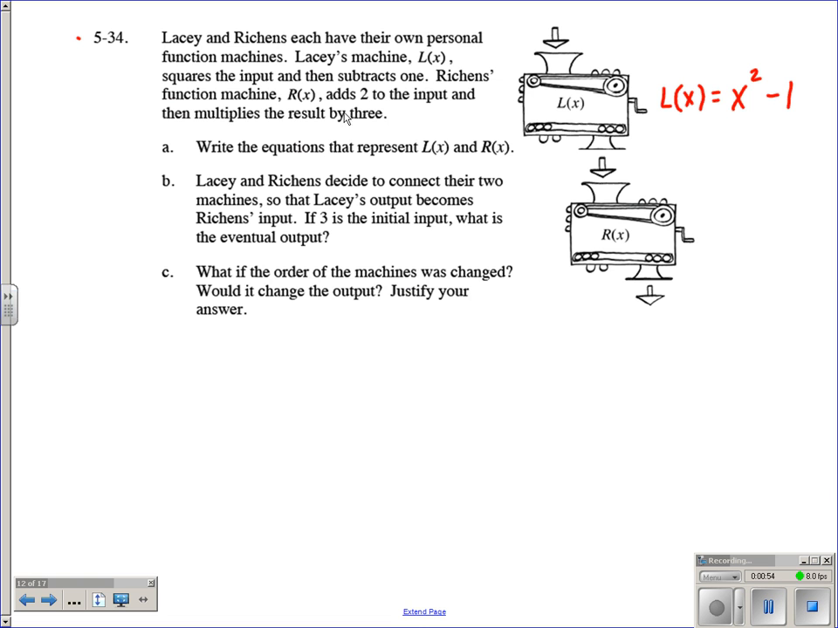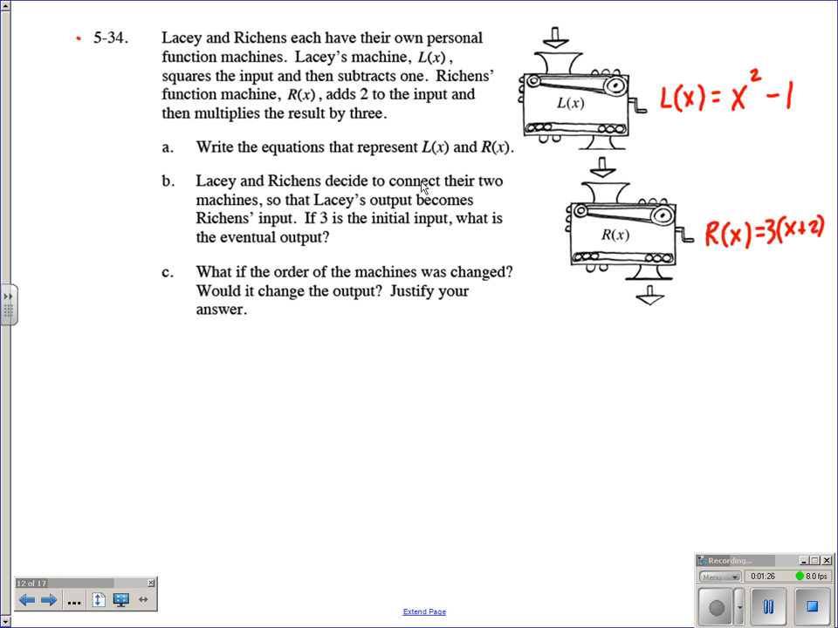For Richens, it says that it's going to add 2 to the input and then it's going to multiply the result by 3. So for his, we're going to say our function r of x is equal to, we're going to add 2 to the input and then multiply it by 3. So add 2 to the input, and then whatever we get from there, we're going to multiply it by 3. So we've got our two functions written right here.